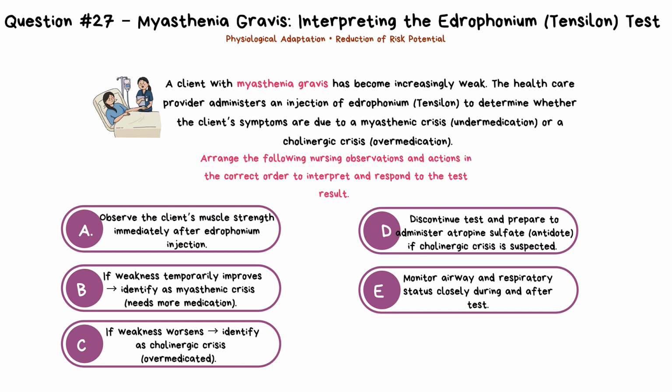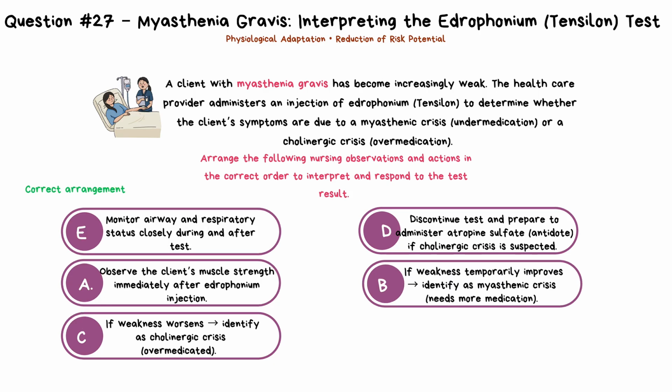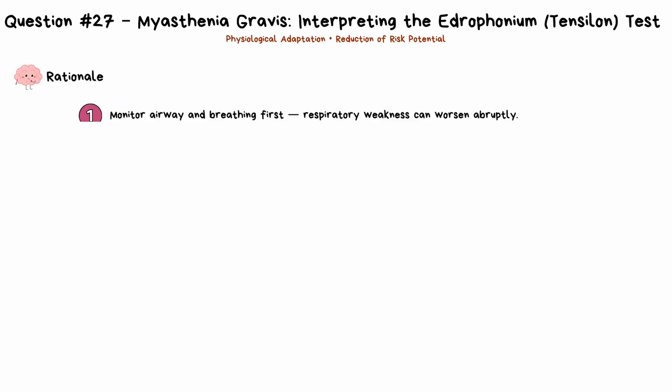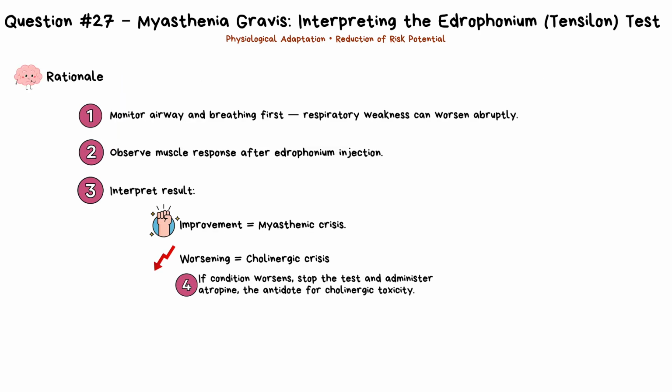Ready? Let's go through it together. Correct sequence: E, arrow A, arrow C, arrow D, arrow B. Here's the reasoning. 1. First, monitor airway and breathing. In both crises, respiratory failure can occur suddenly, so airway safety always comes first.